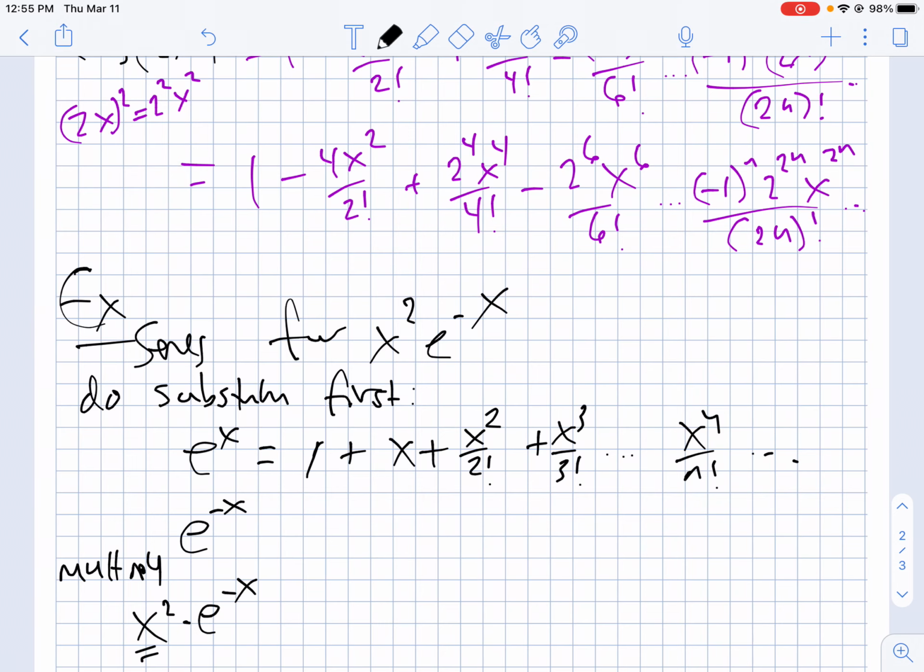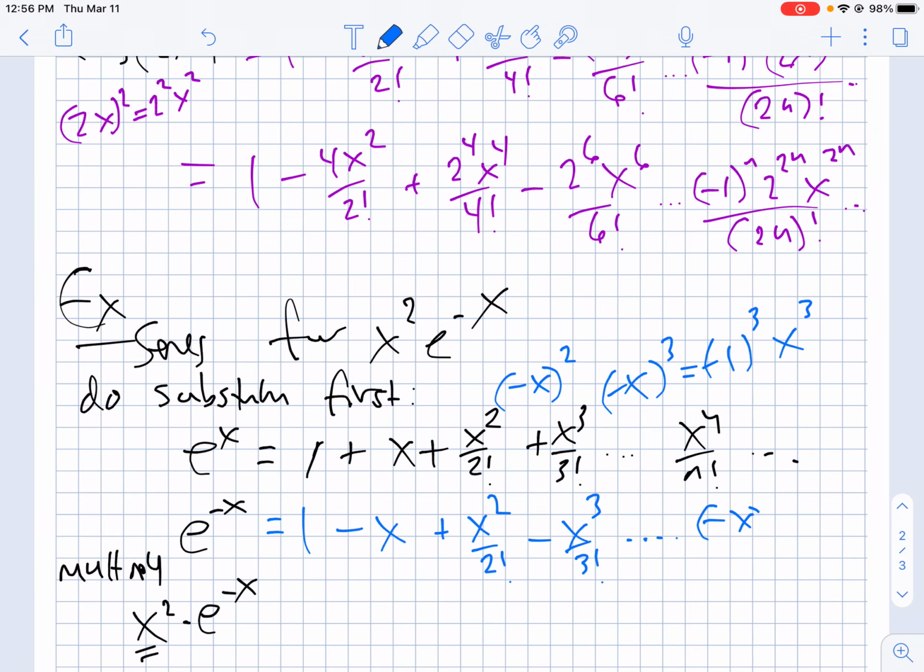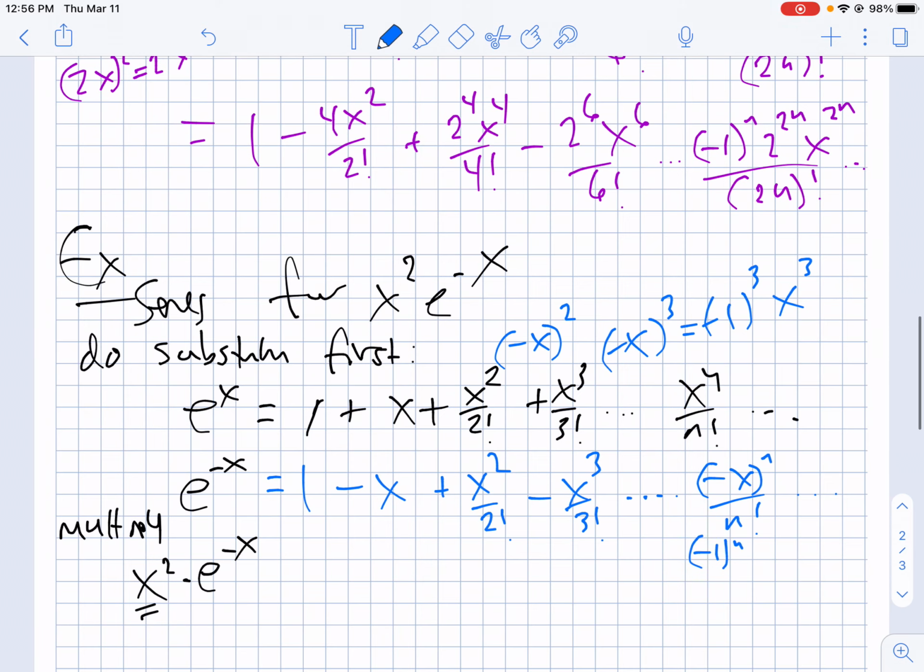Sweet. e to the x is my favorite Maclaurin series. So then when I substitute in, I'm going to have 1 minus x. And then here, if I have negative x squared, of course, the negative gets squared. So that's a positive x squared over 2 factorial. The next one, I'll have negative x cubed. So that's a negative 1 cubed times x cubed. And negative 1 to any odd power is still negative 1. So that's a negative x cubed over 3 factorial. And then for my general term, that's negative x to the n over n factorial. And it might behoove us to write that as negative 1 to the n times x to the n over n factorial.